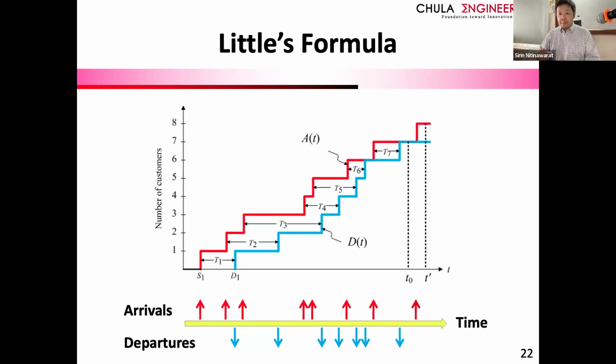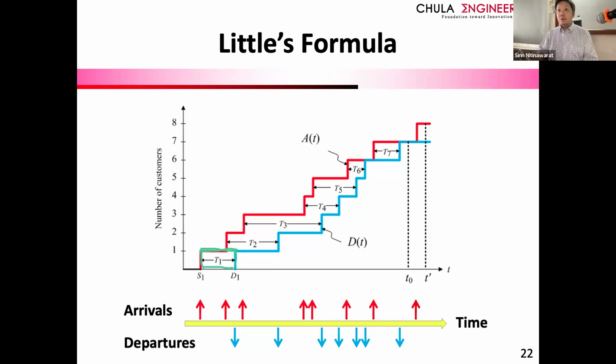So let's be more specific. What is the time the first customer spends in the system in this plot? How can I put it in the graph? If I want to determine T1, where is it in the plot? It should be from the time when AT first increments to 1 until the time DT first increments to 1. So where is that in the plot? It's here, right? This area.